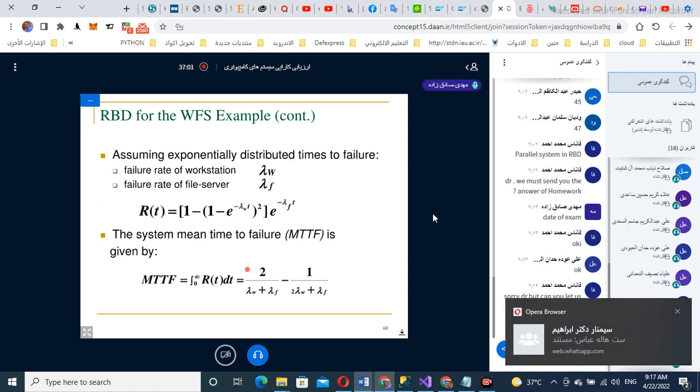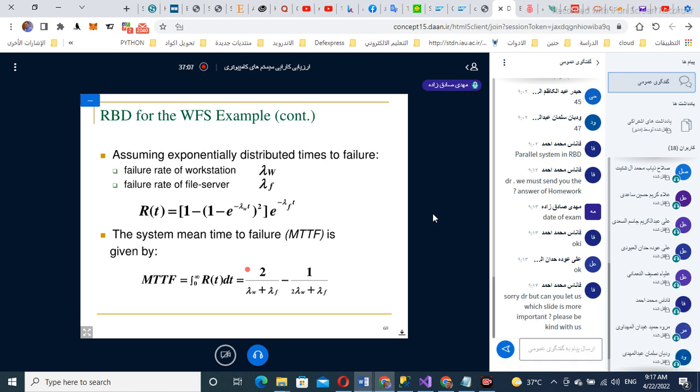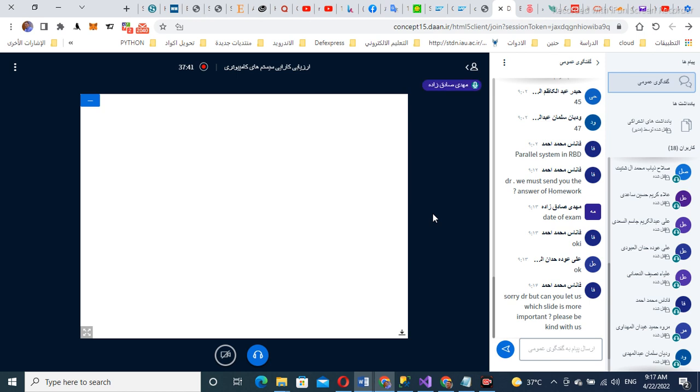The system mean time to failure is given by the integral from 0 to infinity of the reliability R(t) dt. If you compute the integral of this formula, you get 2 over lambda W, plus 1 over lambda, minus 1 divided by 2 lambda W plus lambda. For exercise, compute this and solve this integral.